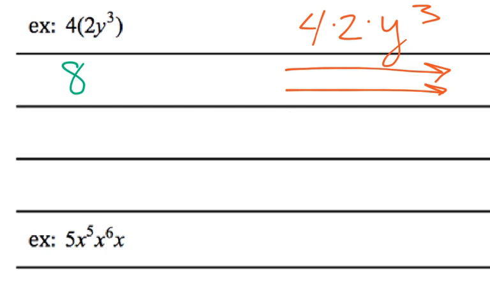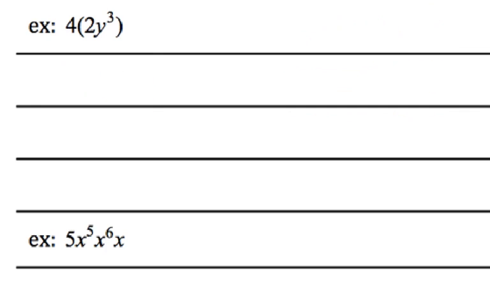I scan through again, and I'm being very thorough in these new ones. Do I see any other just numbers? Now, yeah, 3 is just a number, but that's an exponent. So when I say just plain numbers, I mean numbers being multiplied. So now I move on to the variable, and I see, well, how many times does y show up? Well, it shows up just once with an exponent of 3. So 4 times 2y cubed is 8y cubed. Let's check out the example on the right.